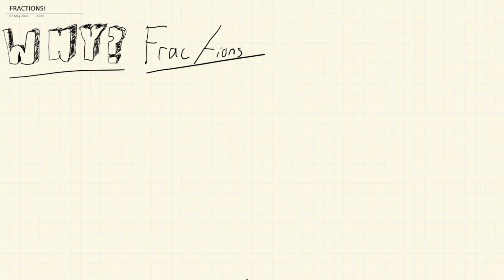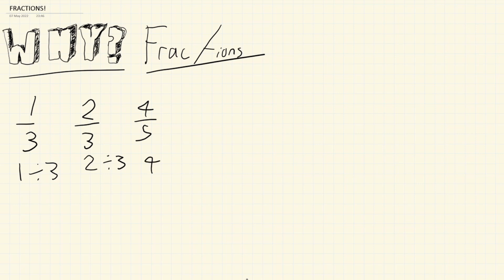Alright, welcome to the whiteboard, and today we're looking at fractions. So fractions look like this: a number with a line and another number. We could also have this and this, and these all mean divide by. The reason we write them like this is that none of these give nice numbers. So what do I mean by nice?